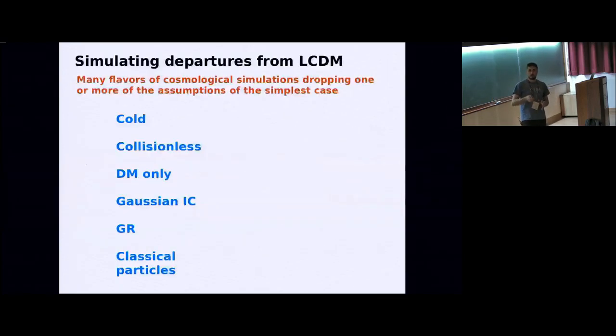So then, I think probably we'll leave it for the next lecture. In the next lecture, we're going to take our assumptions. Our simulations were collisionless, with dark matter only, Gaussian initial conditions, GR, and classical particles, and I'm going to describe how we can drop these assumptions and what the end result of that is. So I think I'm going to stop here.